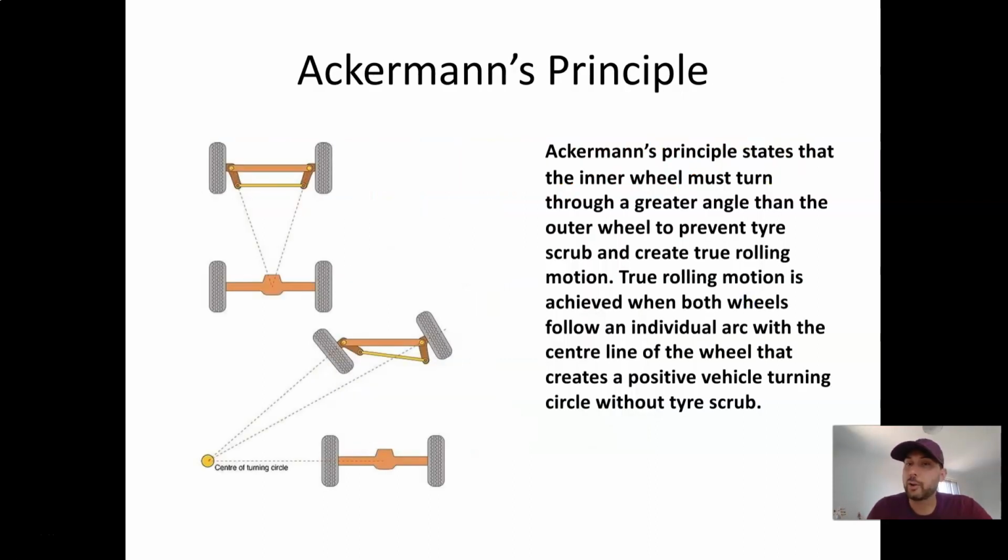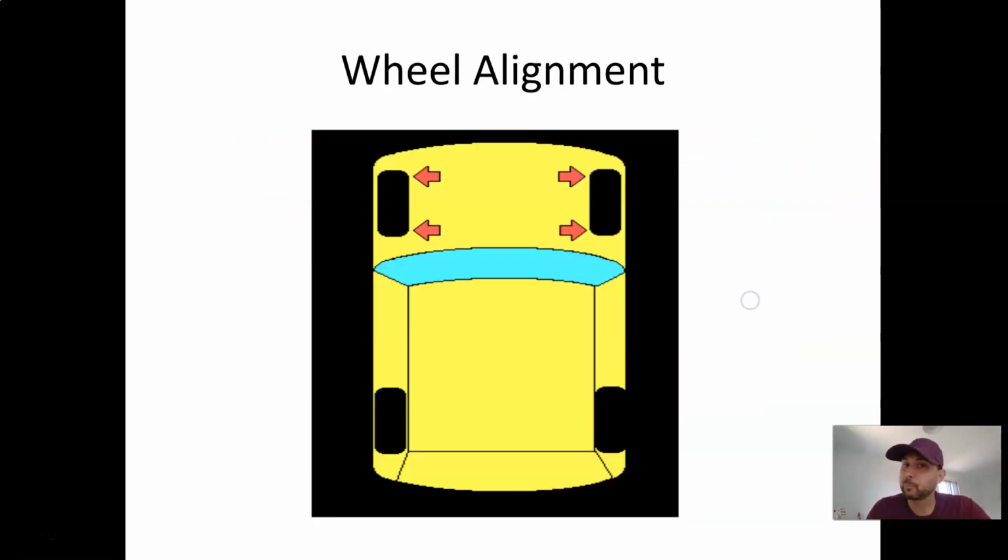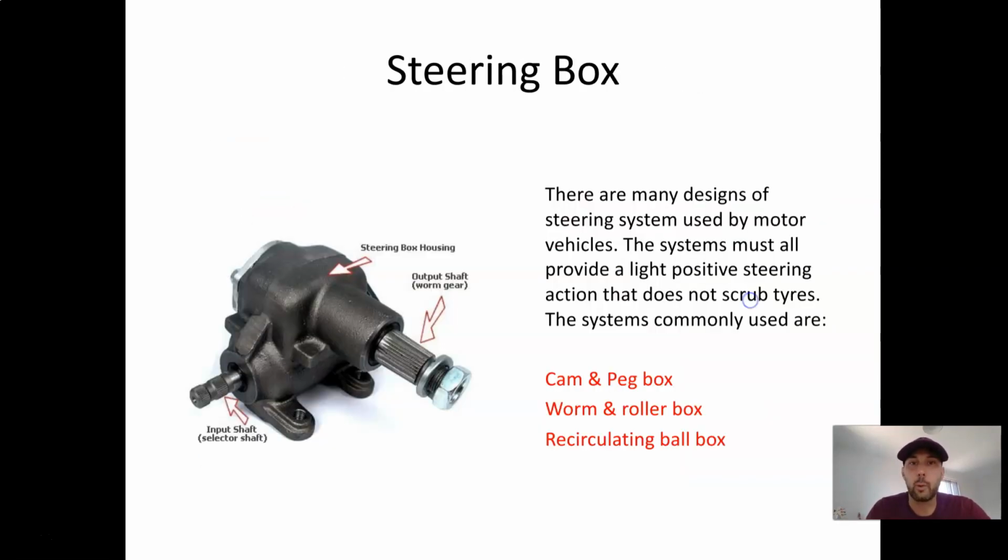If we look at Ackermann's principle, we spoke about that yesterday. I'm not going to go through that again. Tracking went through yesterday. Okay, so I spoke to you before I left about steering boxes. There are three main types of steering box: the cam and peg, the recirculating ball box and the worm and roller box, and that's what we're looking at here.